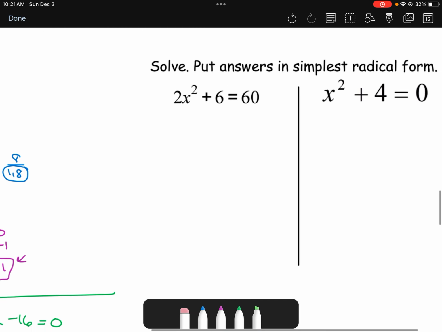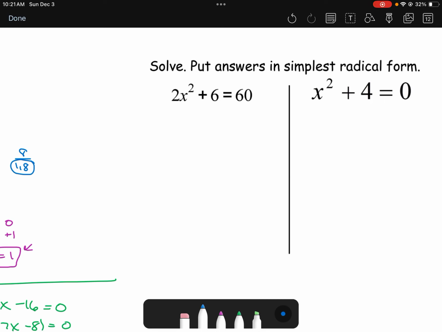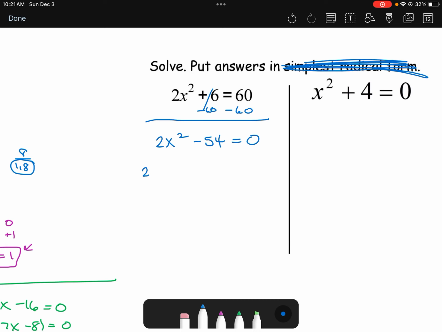Okay, let's go over here. Now, the only thing I'm going to do here is we're not putting them in simplified radical form because that's something we learn next week. Okay, let's go ahead and solve for this. Again, it has to be equal to 0. So we got to move the 60 over. I have 2x squared minus 54 equals 0. Okay, well, I see a GCF of 2. I'm going to go ahead and factor that out. So I have x squared minus 27 equals 0.